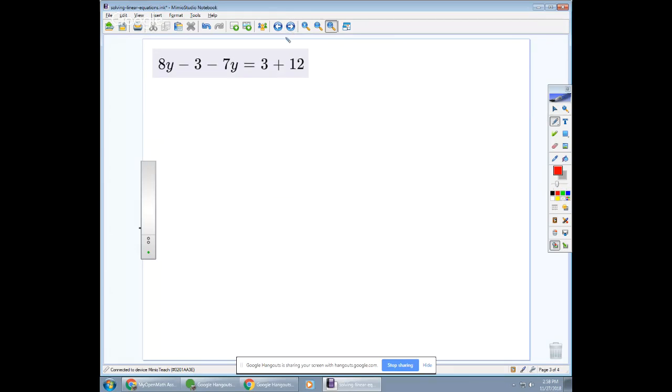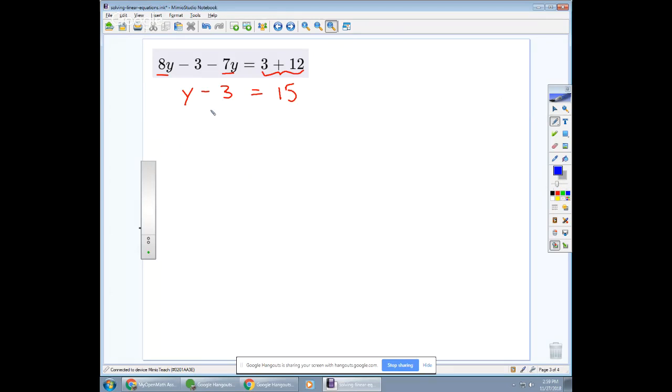Even more stuff. Okay, so here, before I move anything around, I want to clean up each side. So notice on the right that 3 and 12 are like terms, so I can say that's 15 on that side. On the other side, the 8y and the negative 7y are like terms. 8y take away 7y leaves me 1y, or just y. And then the minus 3 is just hanging out there. So first I cleaned up each side. Now I'm ready to move things from side to side.